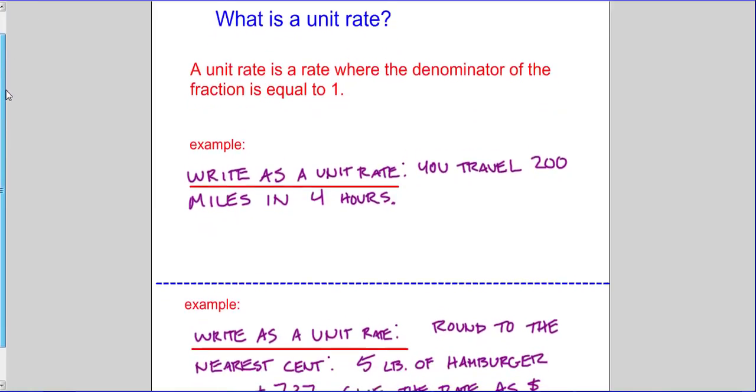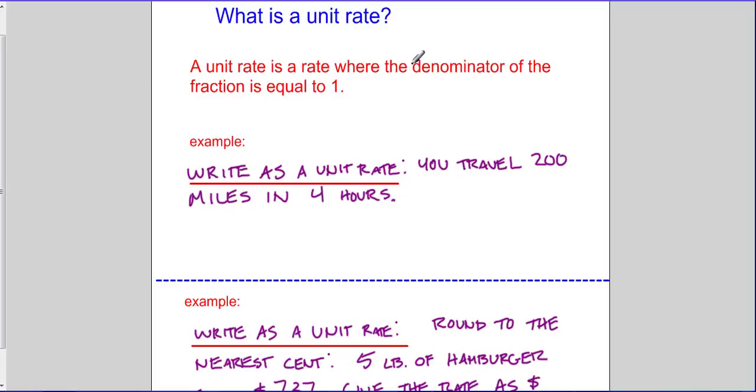So again, what is a unit rate? A unit rate is a rate where the denominator of the fraction is equal to 1. So for example, write as a unit rate: you travel 200 miles in 4 hours. So what you do is you write it as a fraction, 200 miles per 4 hours. The fraction bar also means division, and we say the word per. So it's 200 miles per 4 hours.